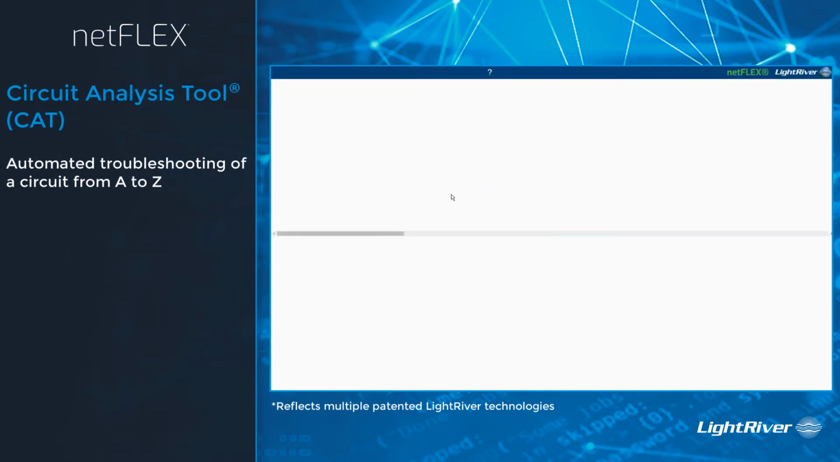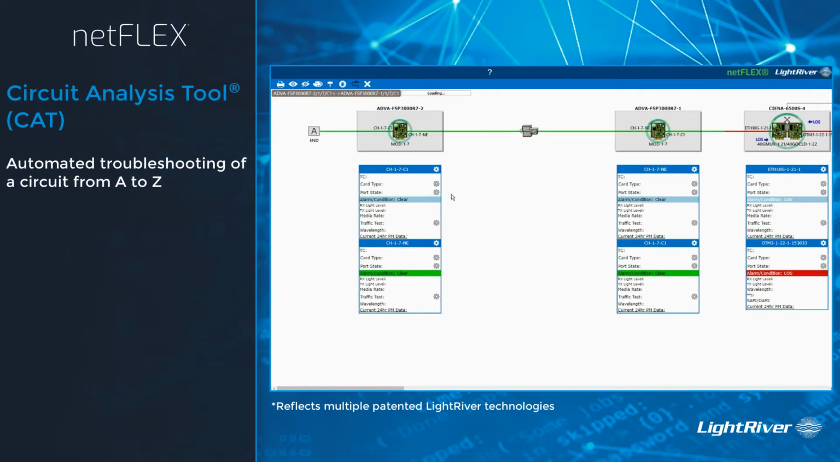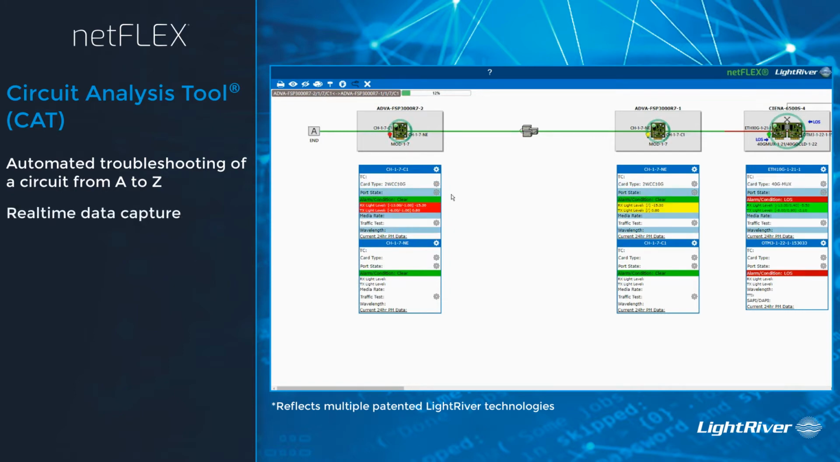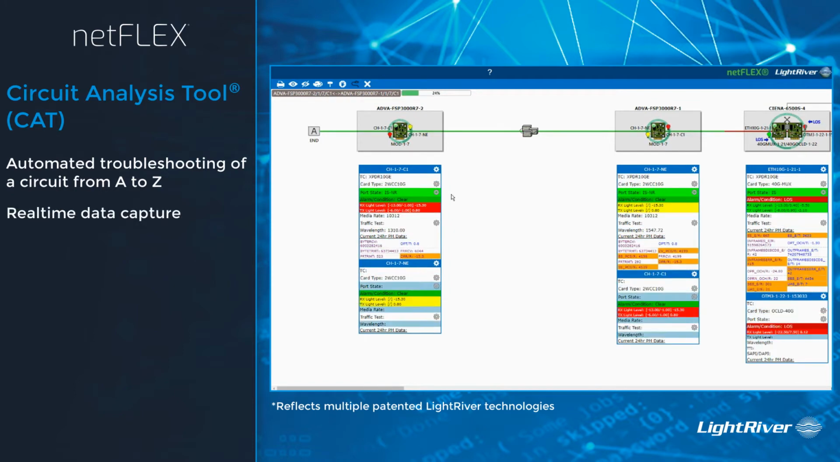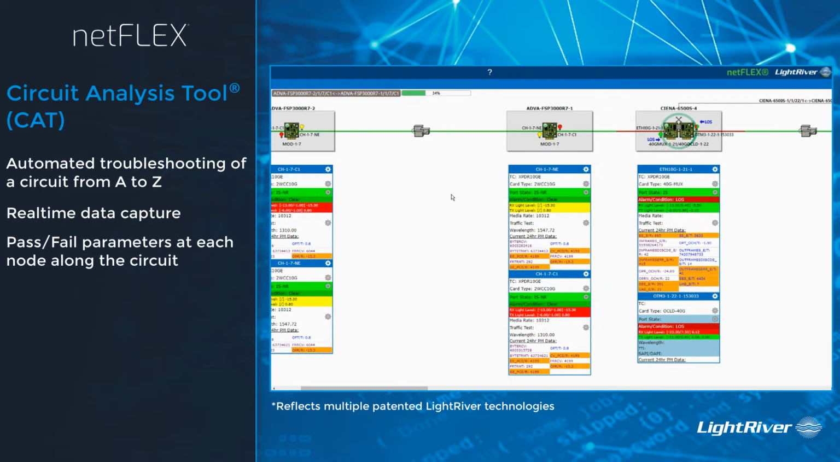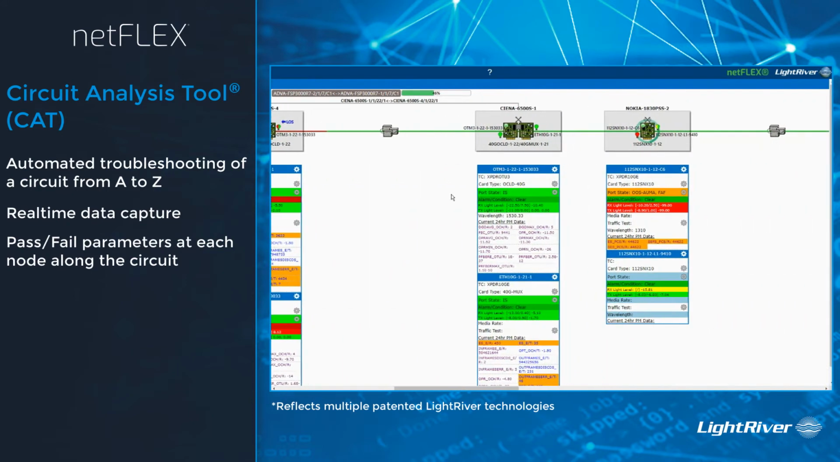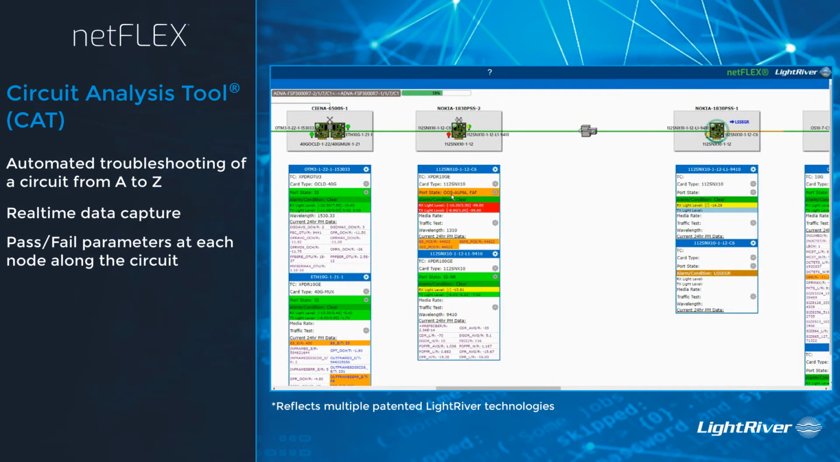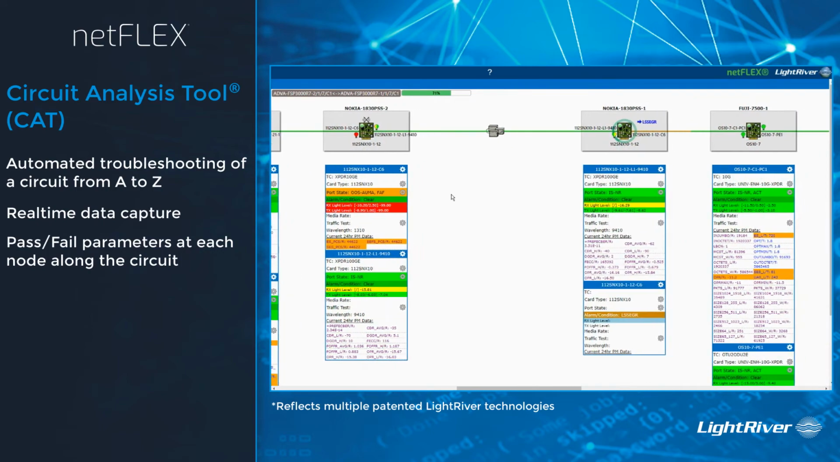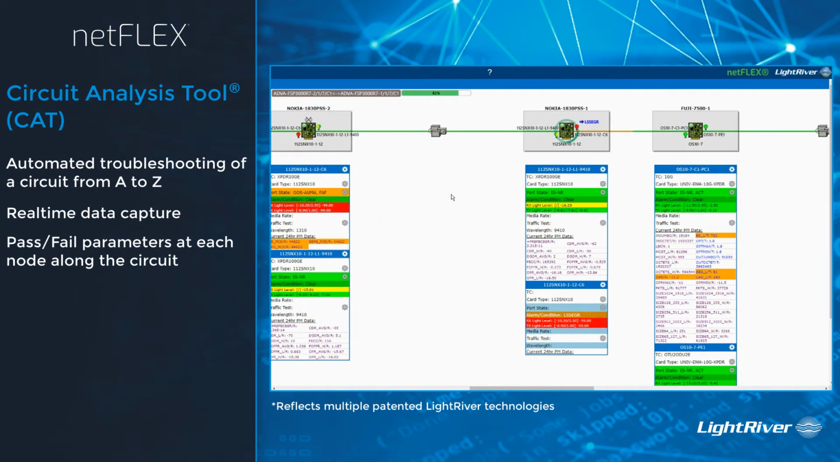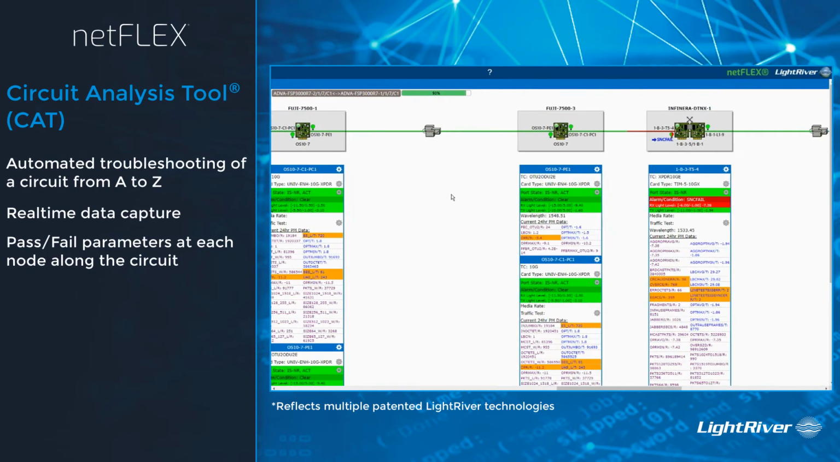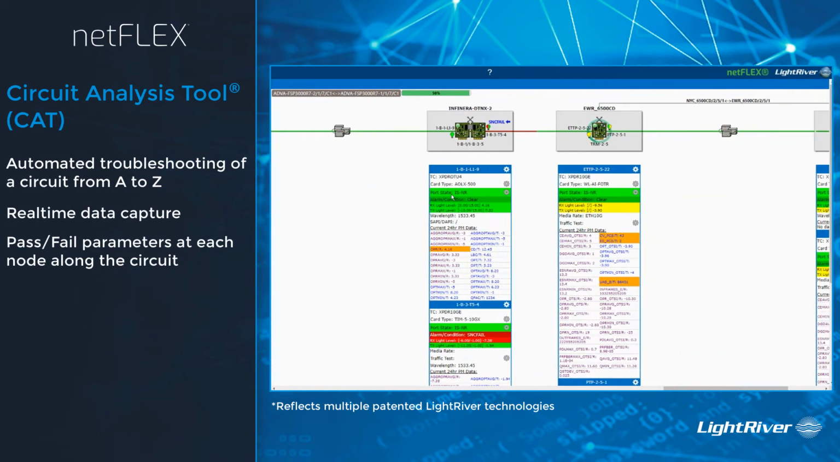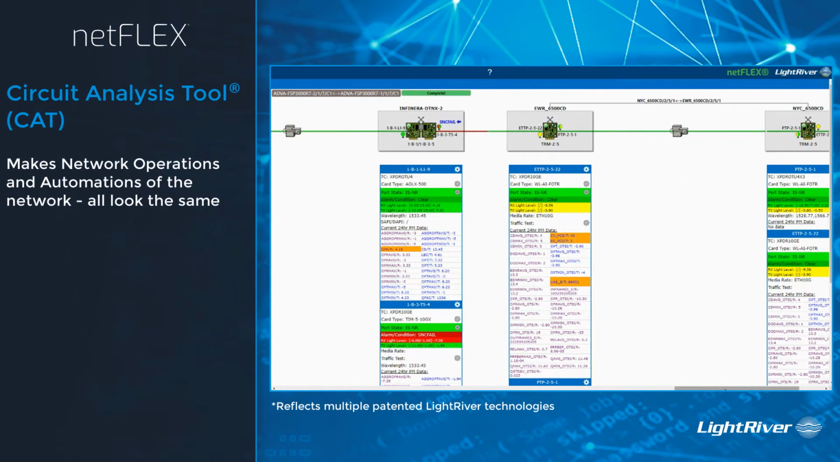Now this is going to show a picture of the circuit from A all the way to Z, and in real time it's going to go out and gather various data points and pass-fail each one of those along the way. So you can see we're going from an ADVA to a Sienna, now I'm in a Nokia 1830, then a Fujitsu, and it continues on down the line. And the great thing about netFLEX is that we do make everything look and feel the same way.